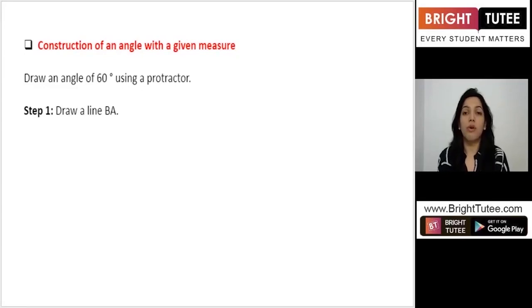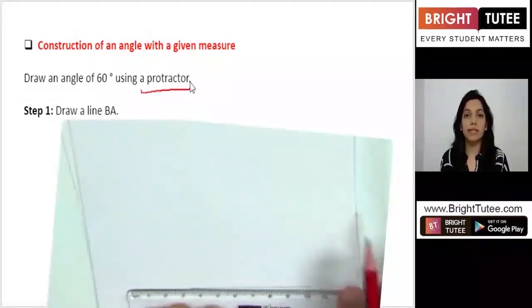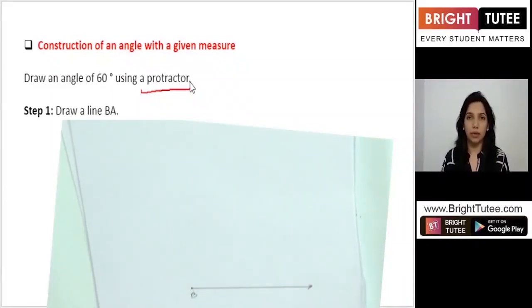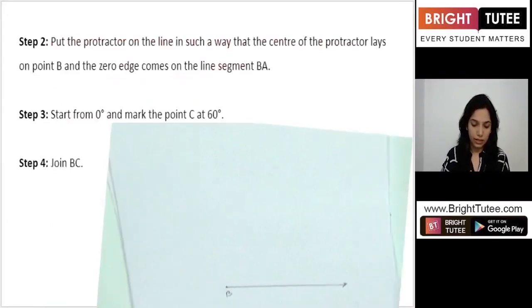Construction of an angle with a given measure. First of all, we are going to learn about those constructions where we already know the measure of the angle. Starting with drawing a 60 degrees angle using a protractor. So quickly take out the protractor from your geometry box, take out the ruler, take out the pencils. Now we are going to draw the angle of 60 degrees using the protractor. The first step says draw a line AB or BA, anything you can name. So here is a line, you can use any measure for this particular line. Any length you can keep.